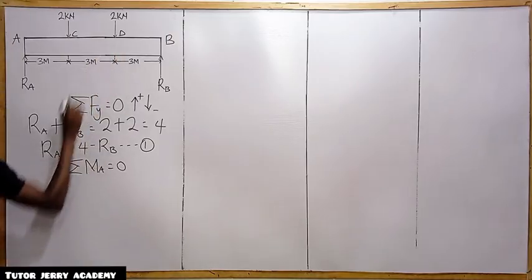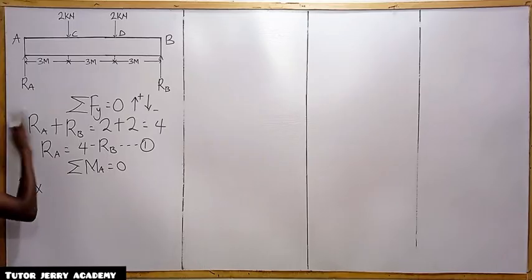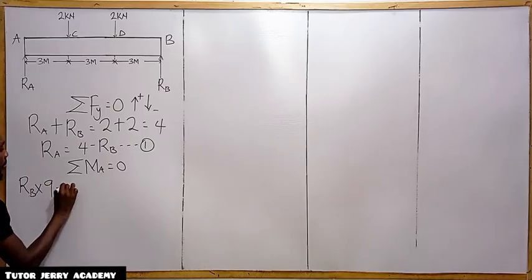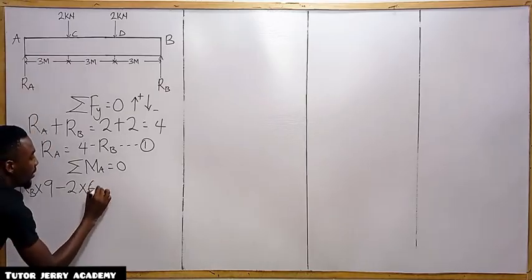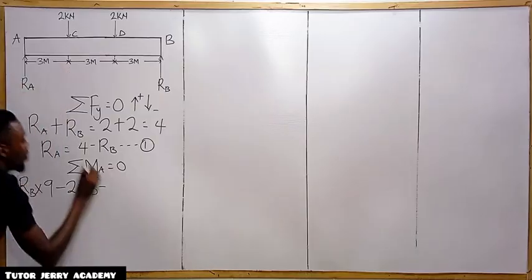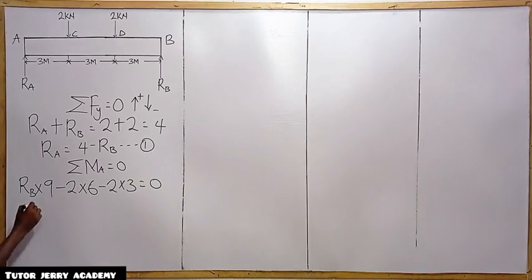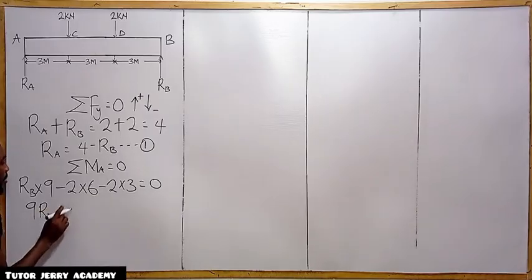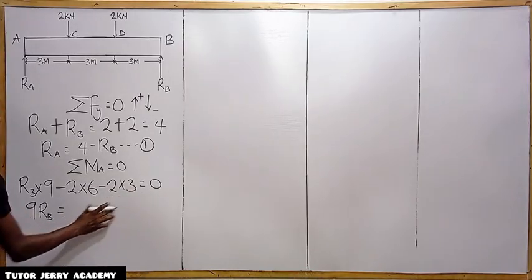So our upward force there is RB, so we are going to have RB multiplied by the total distance here, which is 9. Then minus 2 multiplied by the total distance here, which is 6. Then minus 2, the total distance is 3. So everything will be equal to 0. So here we are going to have 9 RB, then minus 12 minus 6, which is minus 18.